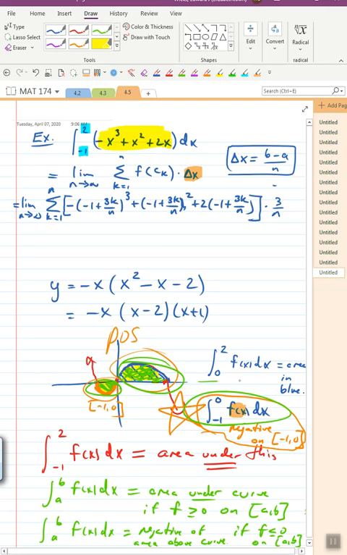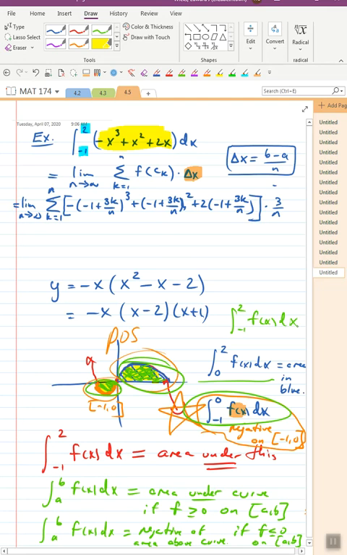Point being, this integral right here, the original one that we're working on, -1 to 2, should not be interpreted strictly as area under the curve. As Ethan said, it's the difference of two areas. Everybody with me on that?